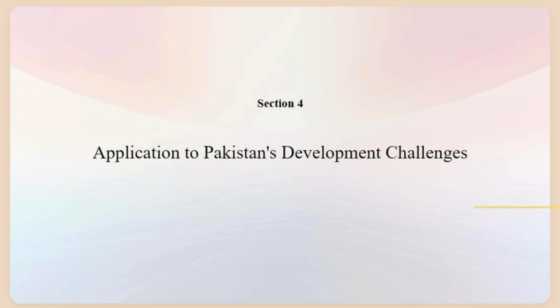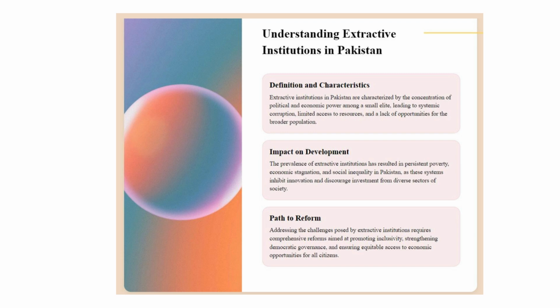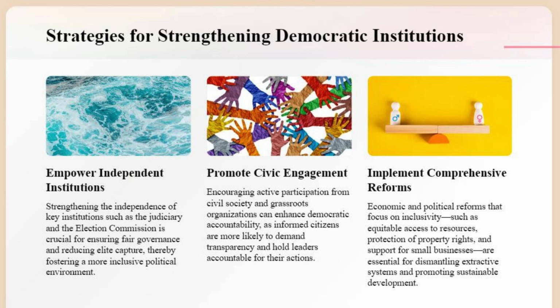In application to Pakistan's development challenge, Pakistan's struggles with development can be largely understood through the lens of extractive institutions. Political instability, corruption, weak rule of law, and unequal access to economic opportunities have hindered inclusive growth. To use the lessons from Why Nations Fail in Pakistan, Pakistan needs to move towards genuine political inclusivity by empowering institutions like the judiciary and election commission to function independently. This would help dismantle elite capture of power.